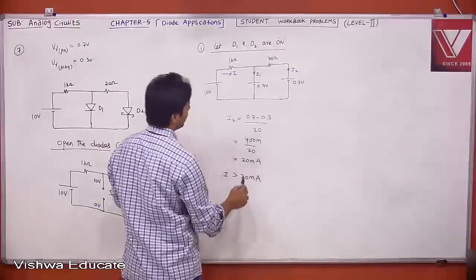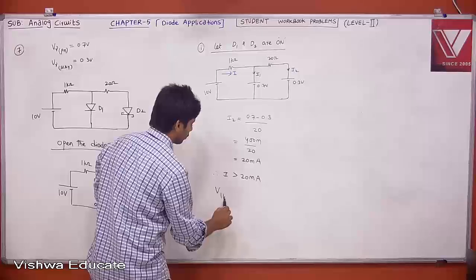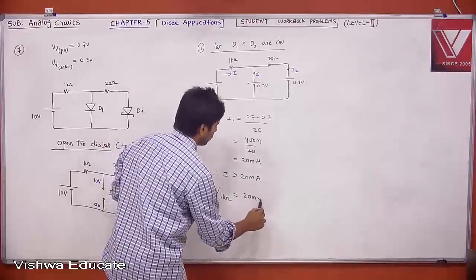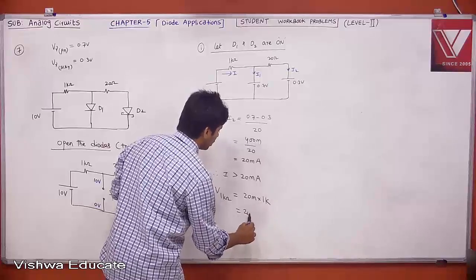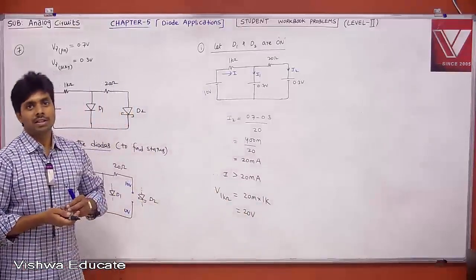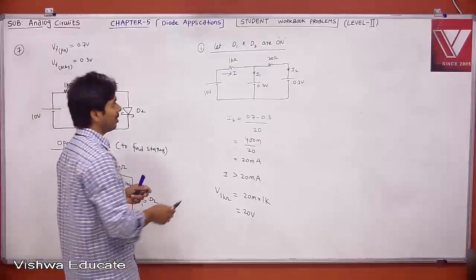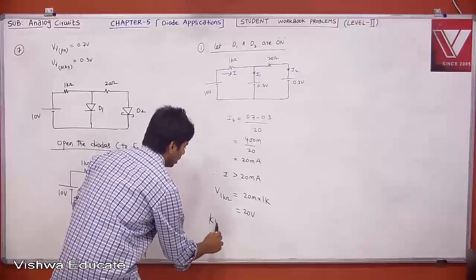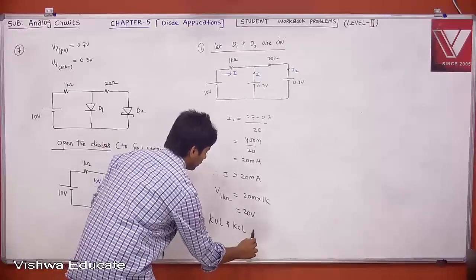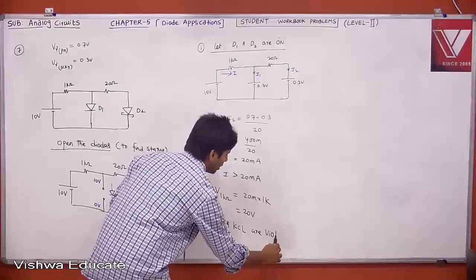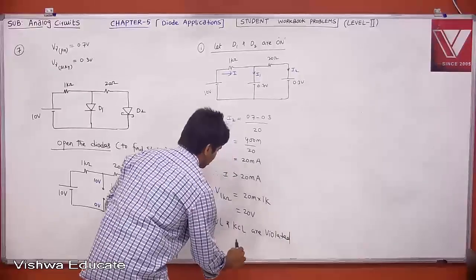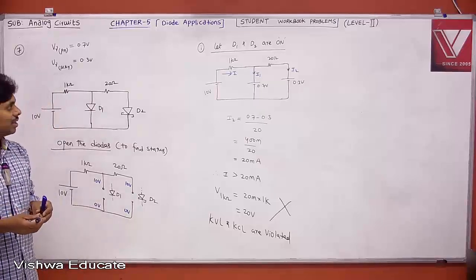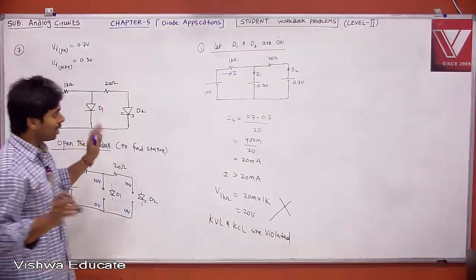If I is greater than 20 milliampere, what is the voltage across 1 kilo ohm? The voltage across 1 kilo ohm is 20 milli into 1k, which is nothing but 20 volt. From where do you get 20 volt? It is not satisfying KVL. Therefore, this is 10 out of 10; if you say 0.7, 9.3. Therefore, KVL and KCL are violated. Therefore, something is wrong, and this is not expected. Then what is that something wrong? Surely both will not be on.